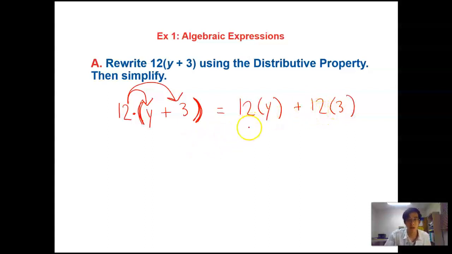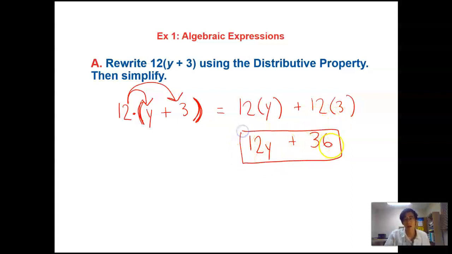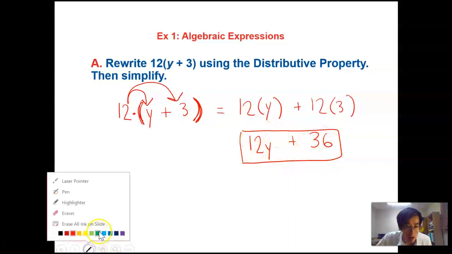It's going to look like 12y. And then 12 times 3 will give me 36. Okay, and that is my answer because this 36 doesn't have a y, right? So I can't really add them together because they have to be like terms, which is something we'll talk about later. Since this doesn't have a variable, this is the simplest form it can be in. So let's move on from that.